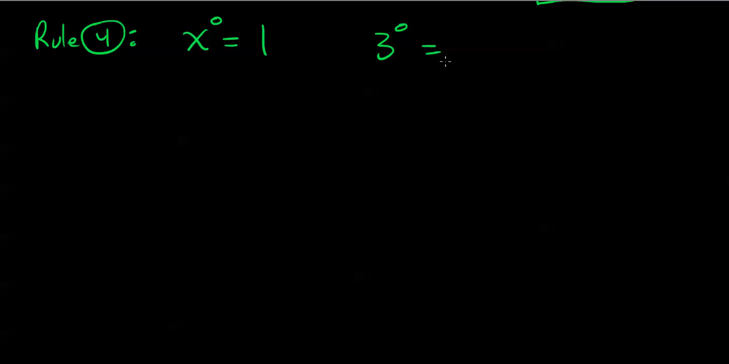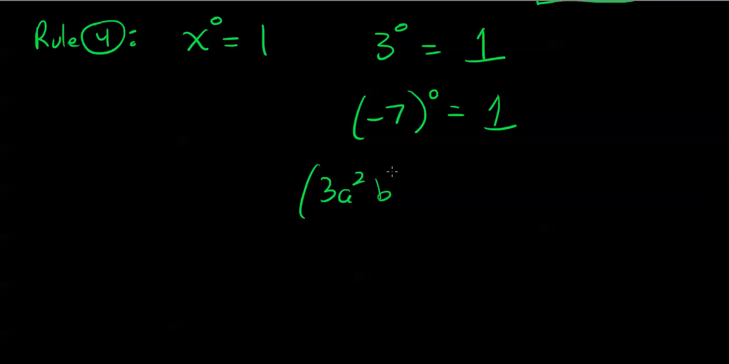So if I ask you to evaluate 3 to the 0 power, of course we know it's 1. If I take minus 7 and raise it to the 0 power, of course we know that's going to be positive 1. If I take 3a squared b cubed z to the 15th power and raise that to the 0 power, it will return a positive 1.